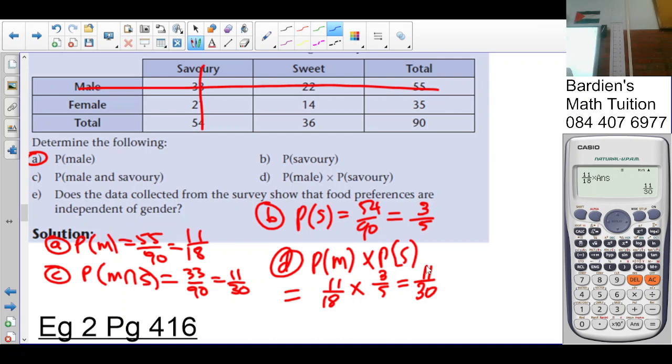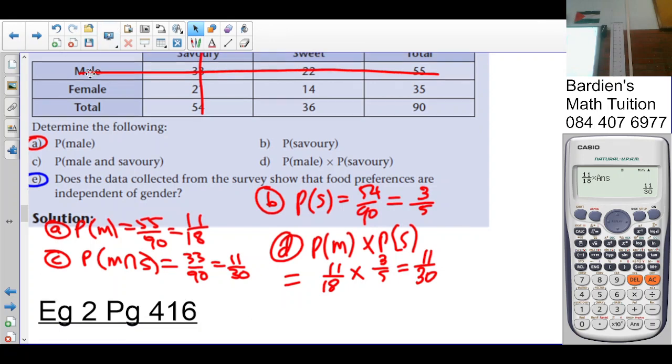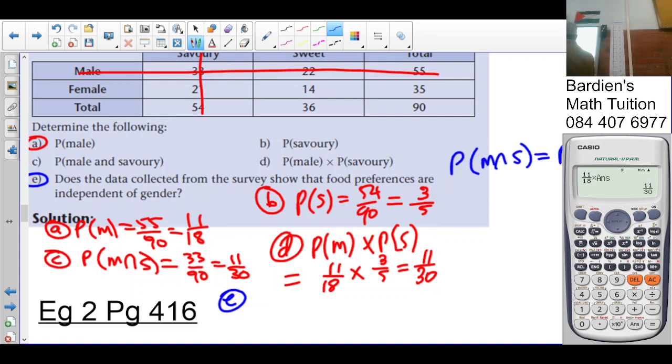E. And this is now different to the previous one. Does the data collected from the survey show that food preferences are independent of gender? So, if the food preference was independent, then I'm going to prove the formula for the probability of male intersection savory is equal to the probability of male times the probability of savory. This was the formula.